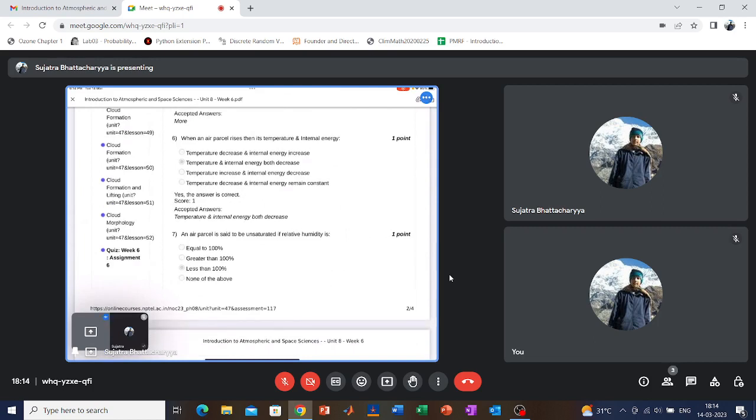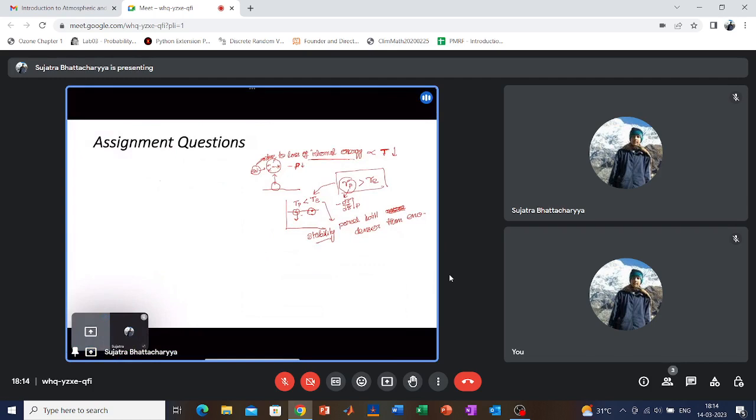Seventh question is, an air parcel is said to be unsaturated if relative humidity is. Two words, one is unsaturated. Unsaturated means that actual vapor pressure, let me go to that. See, relative humidity is E by Es. What is E? The actual vapor pressure. What is Es? The saturation vapor pressure. We call the parcel saturated when E becomes equal to Es or relative humidity becomes equal to 100%. Then only we term the parcel to be saturated.